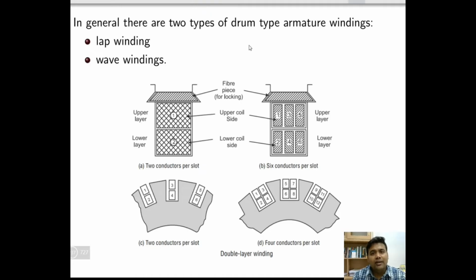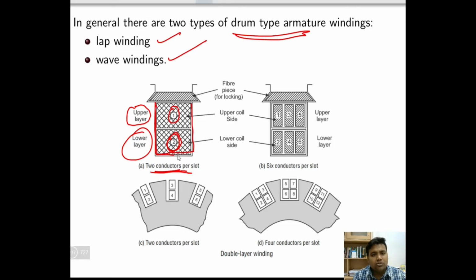So here the drum type winding can be of two types: lap winding and wave winding. We do not use the ring type of winding. You can see that this is the upper layer in slot number 1 and the lower layer in slot number 2. So in that case there are two conductors per slot. This is your slot, with an upper layer and a bottom layer. This is the upper coil side, this is the lower coil side.